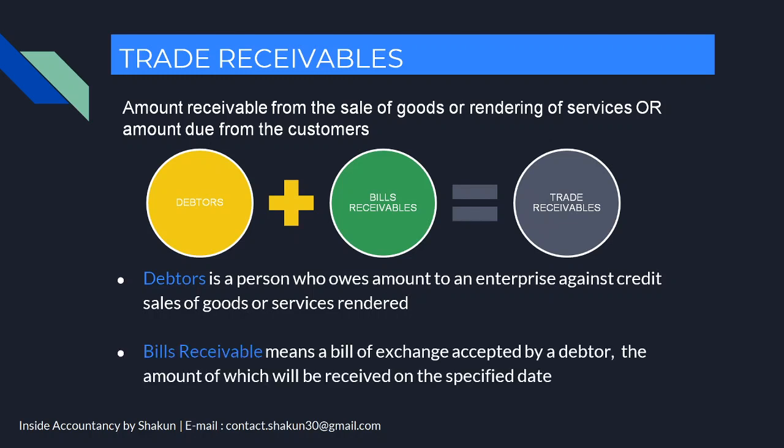Bills receivable. It means a bill of exchange accepted by a debtor, the amount of which will be received on a specified date. Now in the same example, goods sold to Raman. If Raman accepts a bill and he agrees to make a payment after a period of, let's say, 3 months. Now if he says that verbally we can't agree to it, so we need to have documentary evidence. So a document called bill of exchange is prepared which is signed by both the business as well as the debtor, stating that the money will be paid at a later date. So that is referred to as a bill of exchange, the bill against which the firm has to receive a payment. So the total of debtors and bills receivable is known as trade receivable.